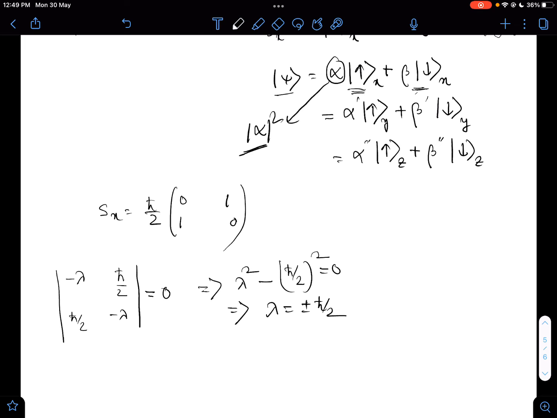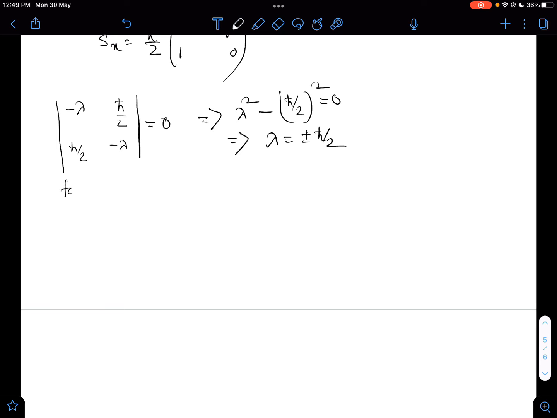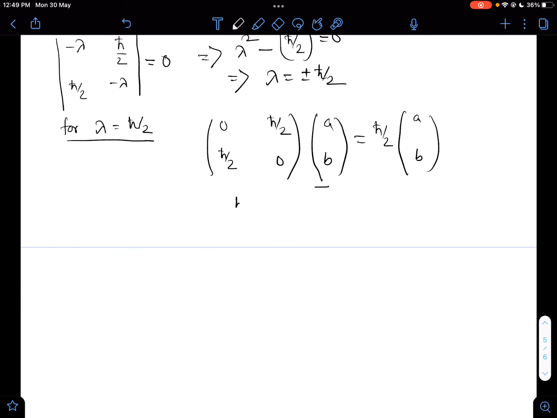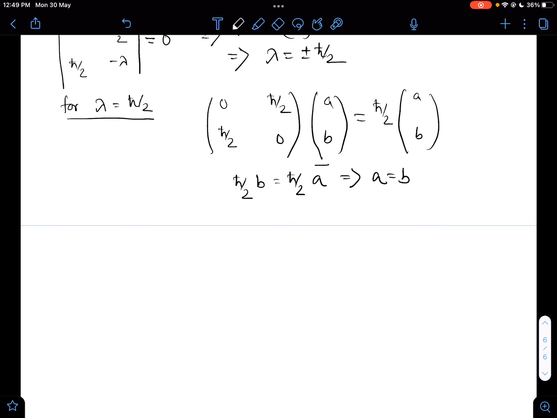Now what is the eigenstate? First calculate for lambda equal to h cut by 2. We have the matrix 0, h cut by 2, h cut by 2, 0. If A B is our eigenstate, then we have h cut by 2 times A B. So we are getting h cut by 2 B equal to h cut by 2 A. So A and B are the same. And also we know that the eigenstates need to be normalized.